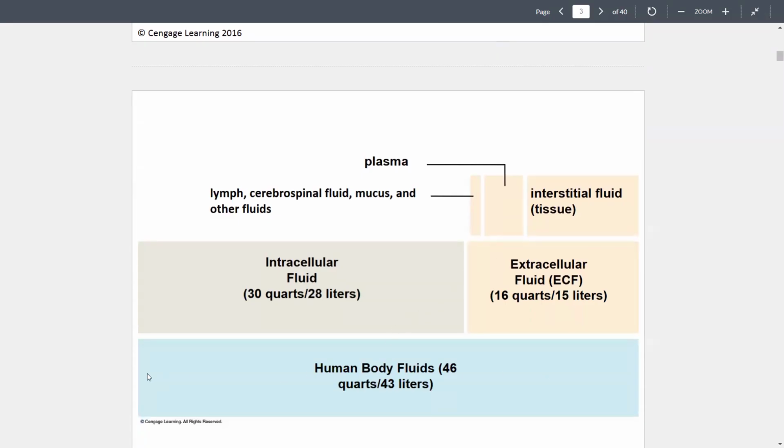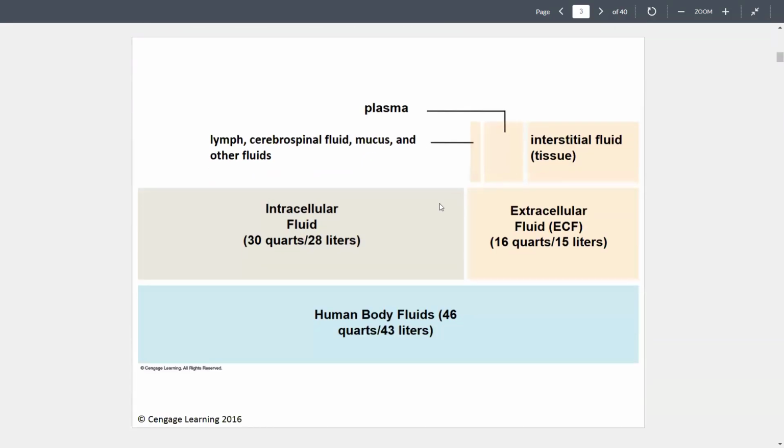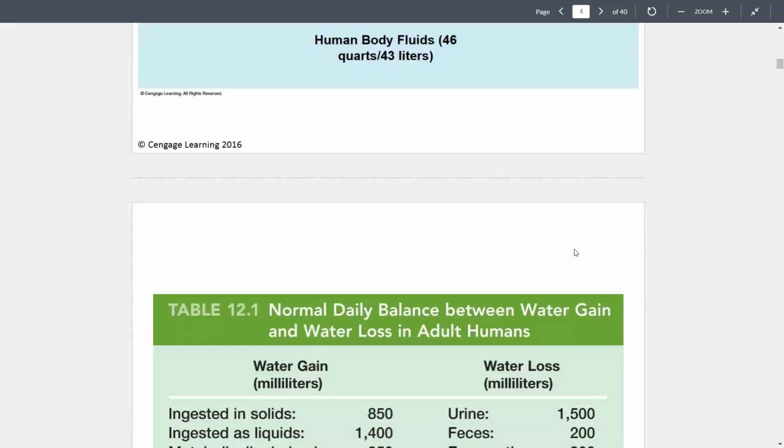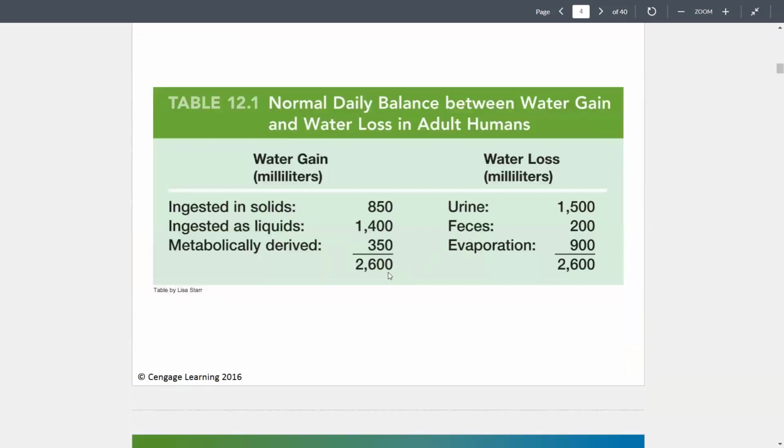So here's your total body fluids here on the bottom. Your intracellular fluid, that's going to stay. Your extracellular fluid is composed of those things. Intracellular would be inside cells, and extracellular would be outside cells. And on any given day, this is the average human, so it's not specifying males or females.